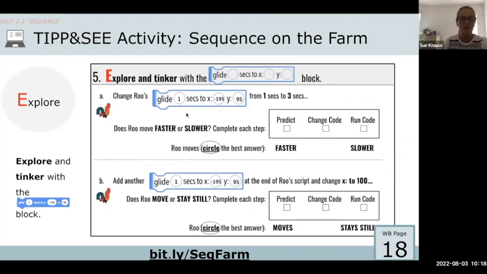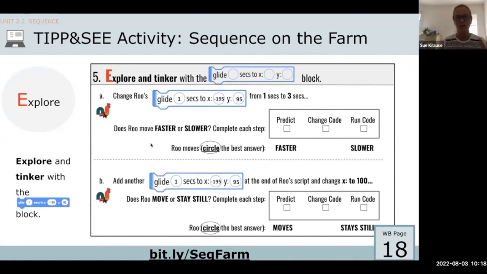Okay, so then it was our tinker time. So we like calling this tinker time, so we could play around with the blocks and change things and modify the program so that we can see what happens. So when you change the glide, the moving glide block, from 1 second to 3 seconds, did he move faster or slower? Slower. Slower. Was that what you predicted?